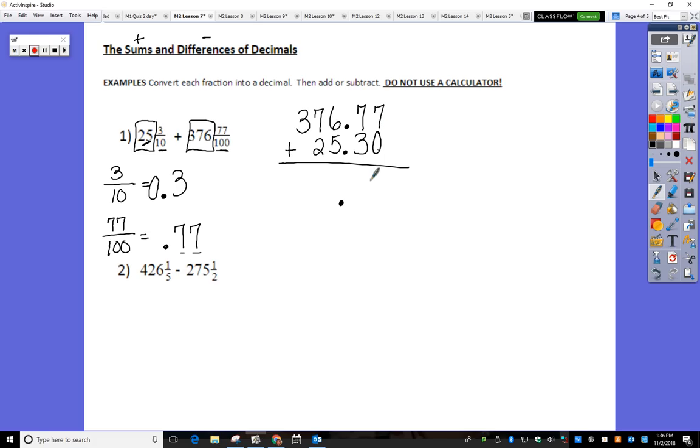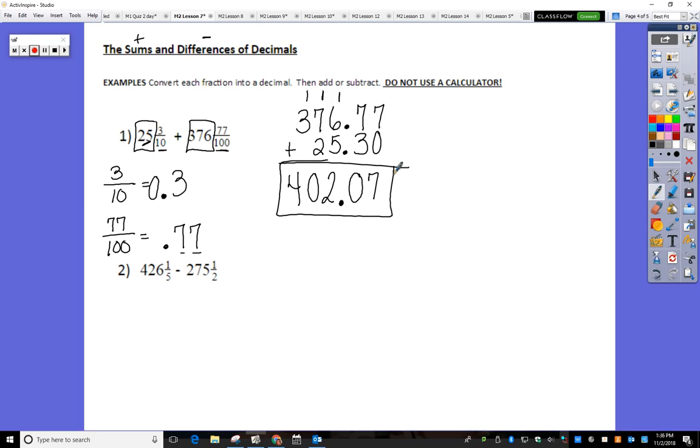So 7 plus 0 is 7, 7 plus 3 is 10, so I'll put the 0 down and bring over my 1. 6 plus 5 is 11, plus 1 more makes 12. 7 plus 2 is 9, plus 1 more is 10, and 1 plus 3 is 4. So that would be my final answer in decimals.